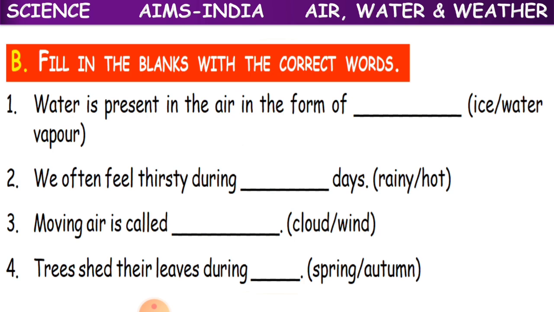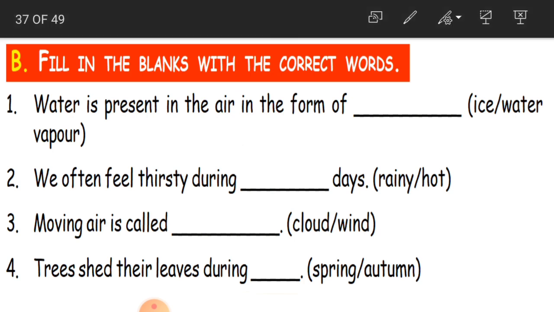Now let us fill in the blanks with the correct words. Okay, and the first blank is, water is present in the air in the form of dash, either ice or water vapor. Water has got so many forms, like water, ice, water vapor, snow, all this. But if it is in the air, in which form can you see the water?